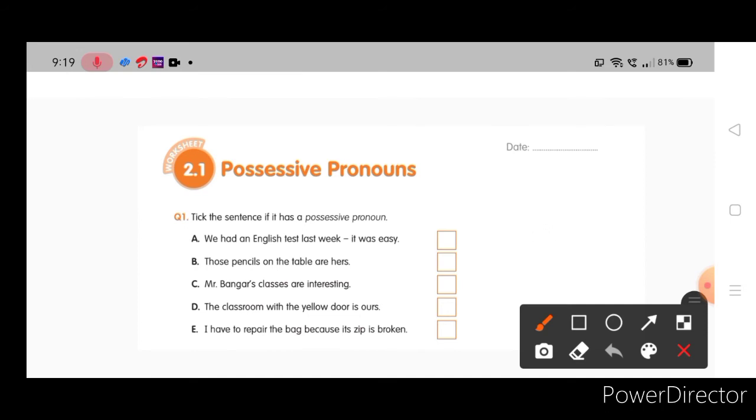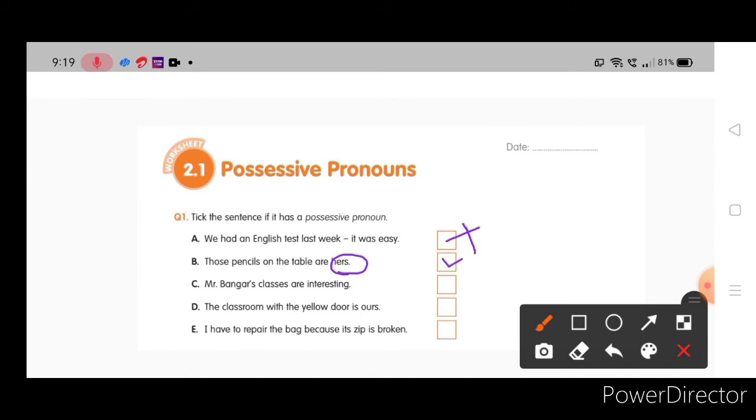Now let us see these sentences. We had an English test last week. It was easy. We don't find any possessive pronoun over here. Those pencils on the table are hers. So hers is a possessive pronoun. So you can tick it.